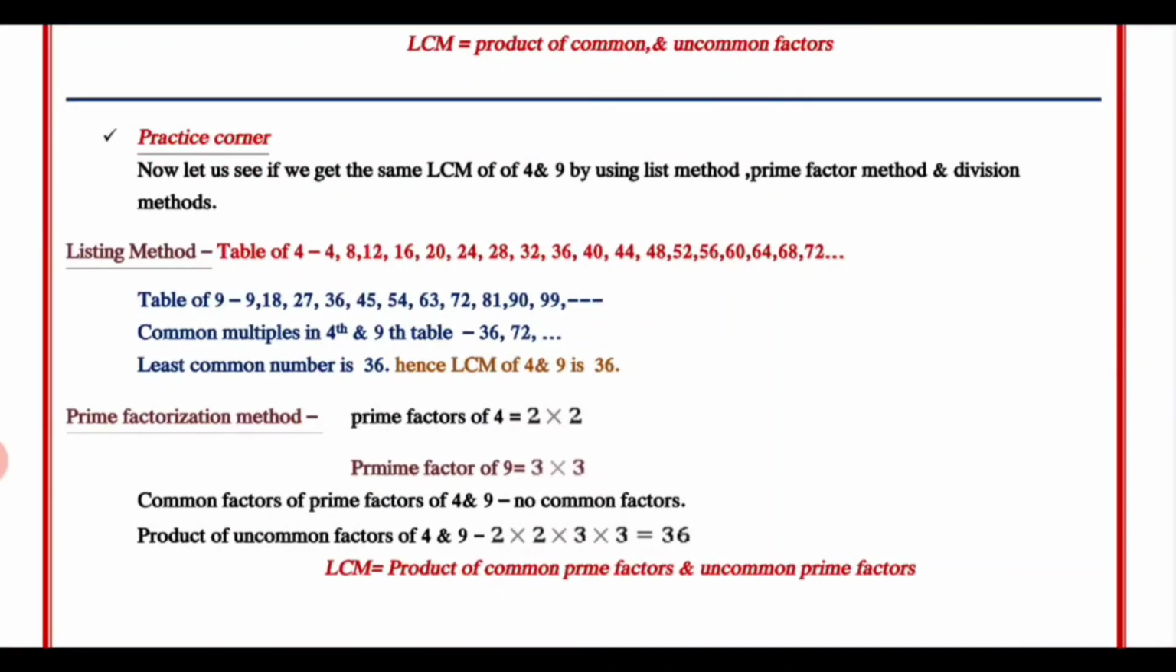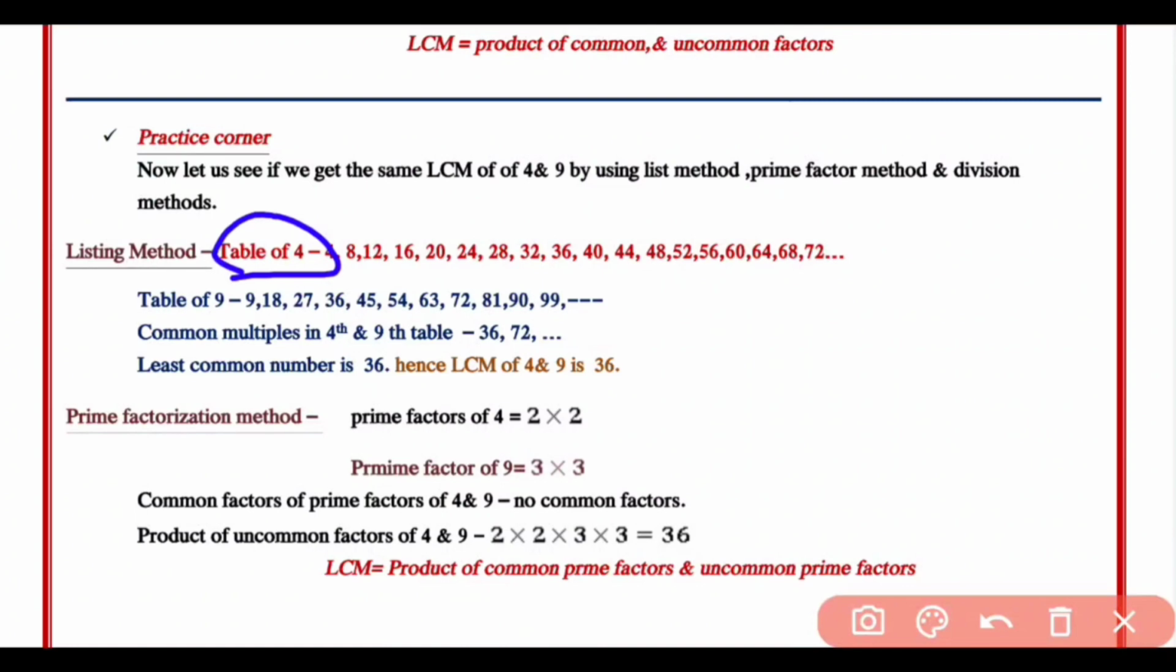Here the LCM of 4 and 9, these two numbers, is found out by using the listing method, prime factor method, and division method. All three methods are shown here. So let us see the methods one by one. First we have to write the listing method. In the listing method, what do we have to write? Actually we have to write the table of 4. In the listing method of LCM we have to write the table of the given number.